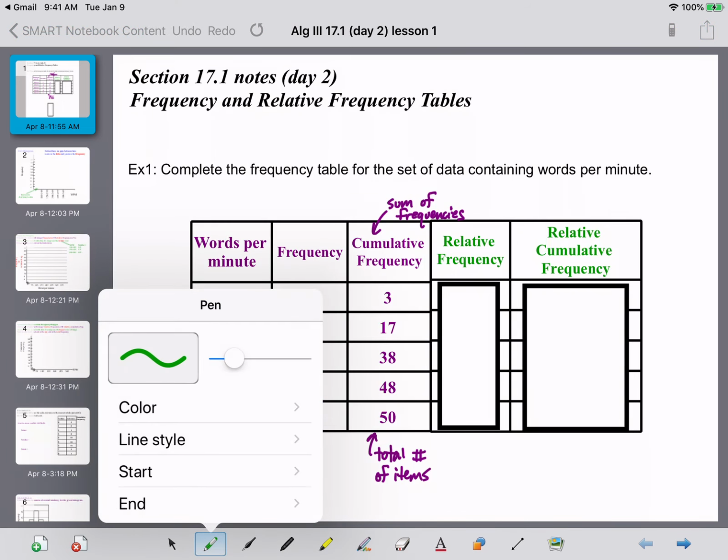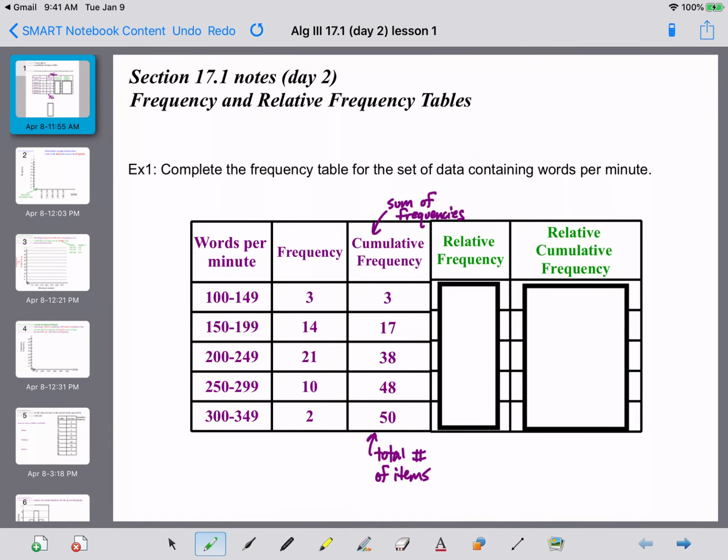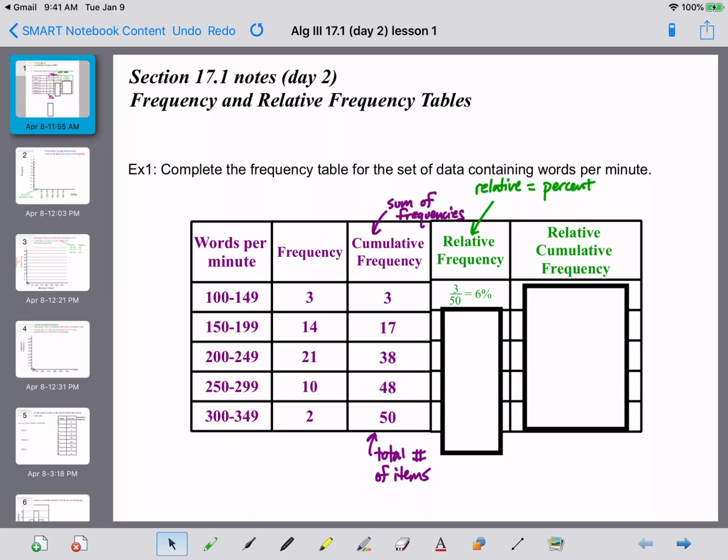All right, in the next column, we have relative frequency. And if you see this word relative, you should think percent. So if we have 50 people total, 3 out of 50 would be 6%. 14 out of 50 would be 28%. 21 out of 50 would be 42%. 10 people would be 20%, and 2 people would be 4%.